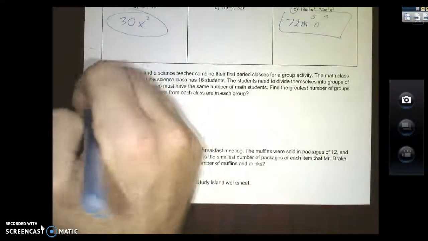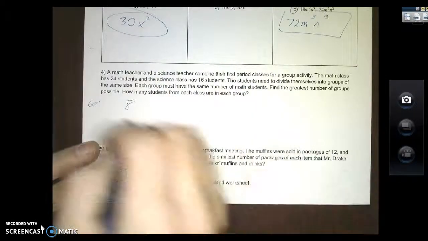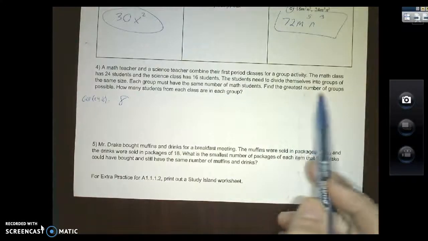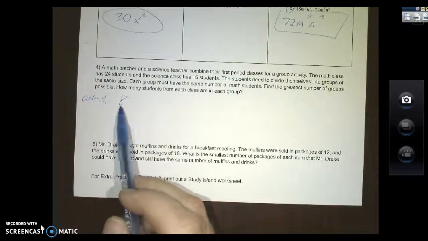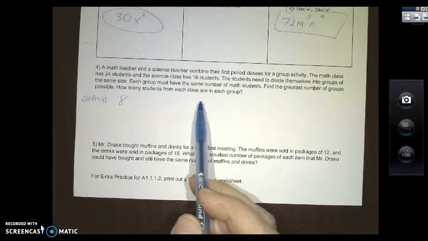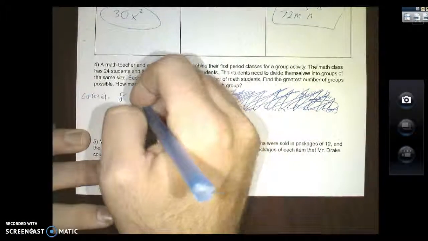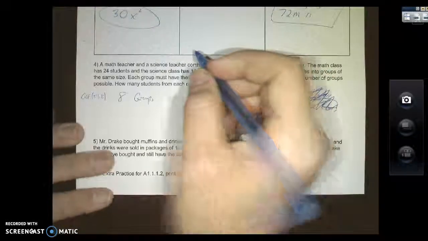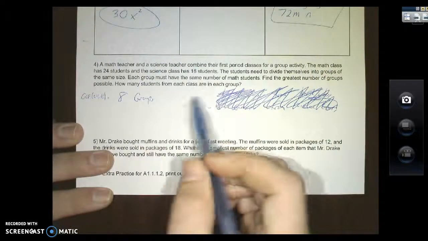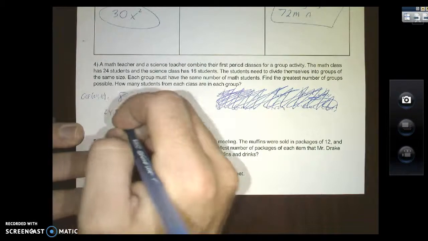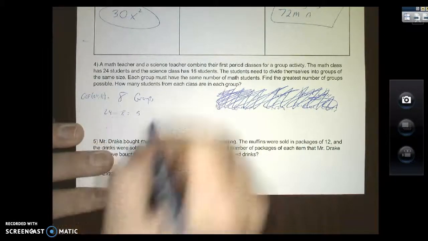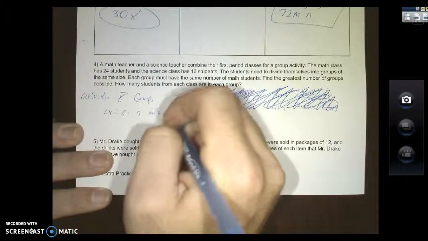The students need to divide themselves into groups of the same size. So we could write GCF of 24 and 16. Find the greatest number of groups possible. Alright, how many students from each class are in each group? Okay, so we know that there's 8 groups going to be formed. So what we need to do is find out how many of each students are in each group. We can take 24 and divide it by 8. Because we have 24 math students, that means there's 3 math students per group.